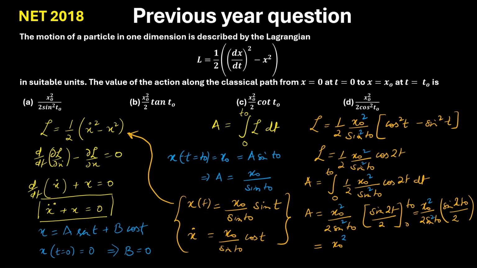Maybe I can write the final answer with a different color. So a is equal to x0 square. You'll have a factor 4 here, and then you'll have cos by sine. One more 2 factor will be coming from the 2 sine theta. Then it will be cot of t0. So 2 cancels out. So your final answer is x0 square cot t0 by 2. So I think it is matching with option C.